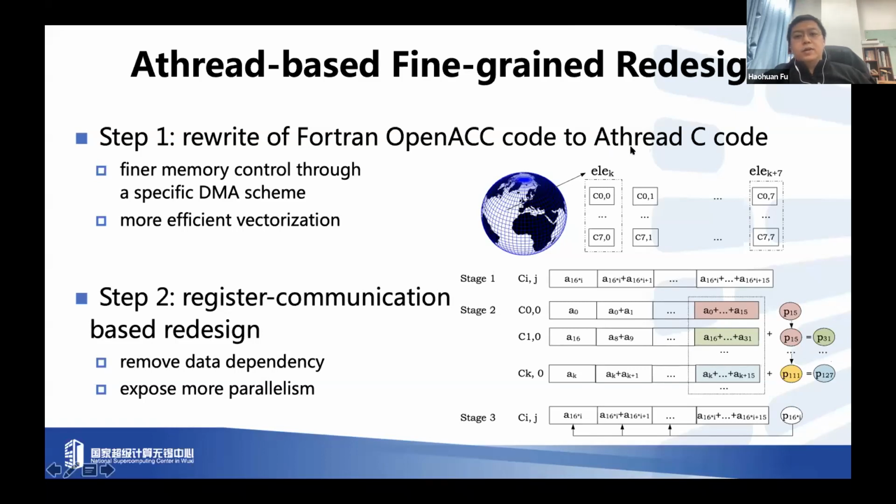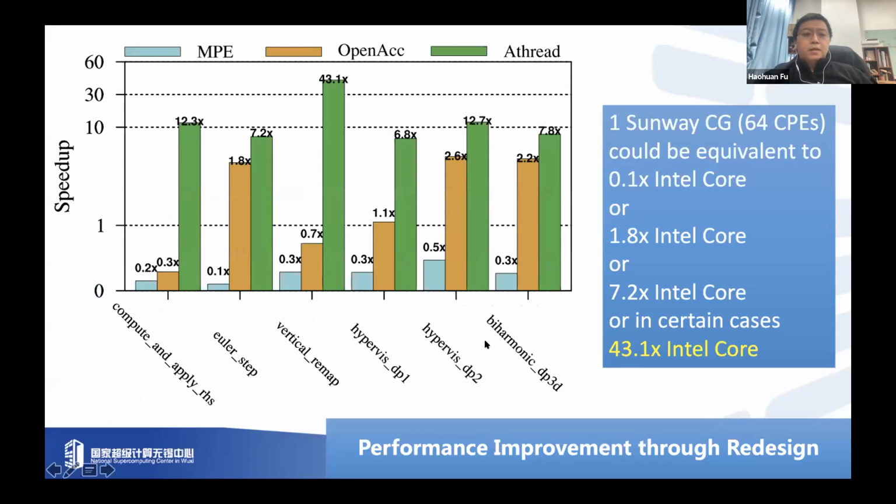The second level is what we call Athread. That's basically where you write your own threading code to control all the different parts, especially the memory control. You can do much finer memory control of all the data elements, and you can also do more efficient vectorization. The register communication feature can also only be achieved by using the Athread programming interface. So that's the second stage. We are trying to do some of the dirty work, rewriting a lot of these different kernels, and that's where we start to see the good performance improvements.